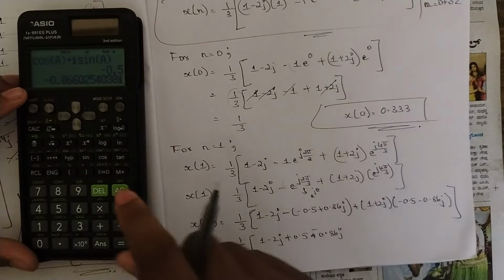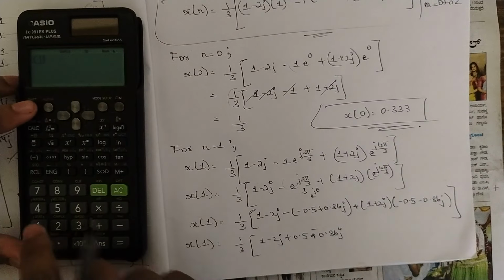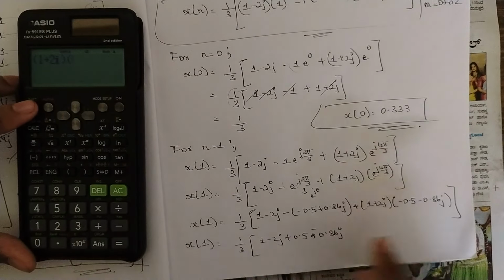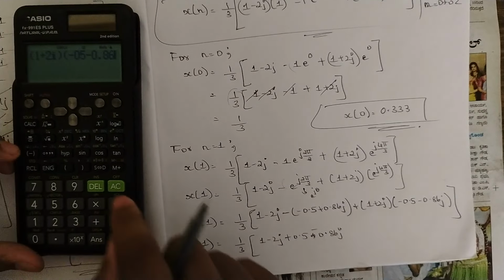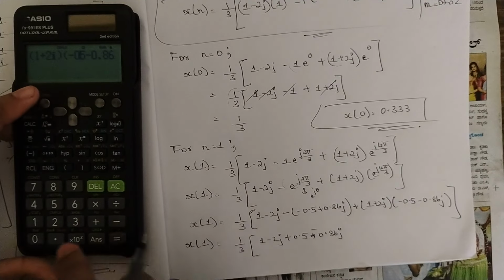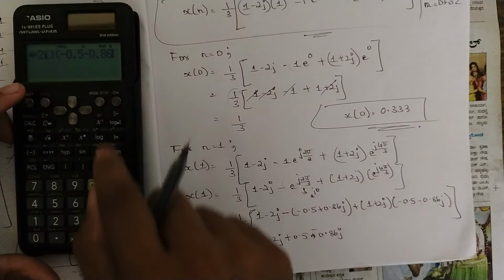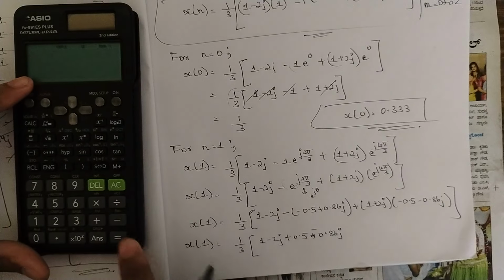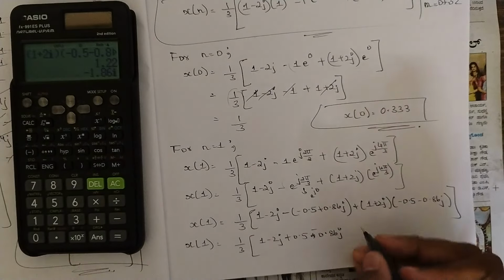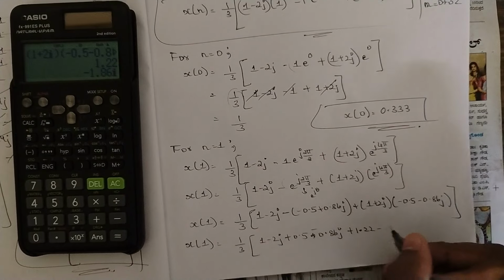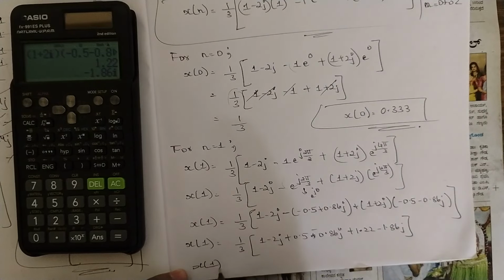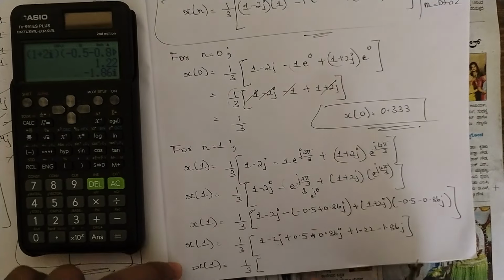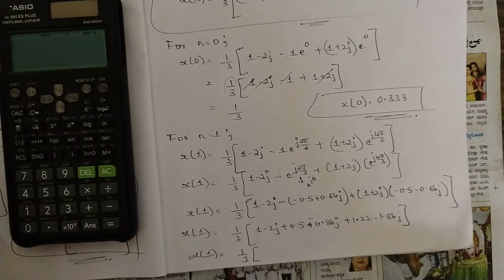So we should be multiplying these two now, that is 1 plus 2j into minus 0.5 minus 0.86j, that is equal to plus 1.22 minus 1.86j. So now we should be simplifying this, that is x of 1 is equal to 1 by 3 into, so here I have already simplified and kept it for you all.